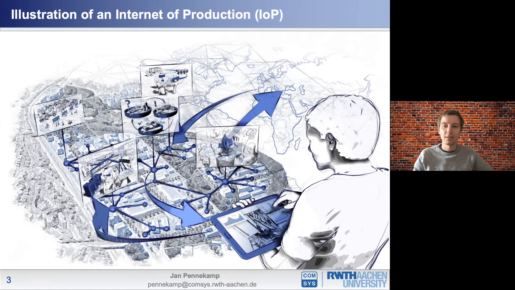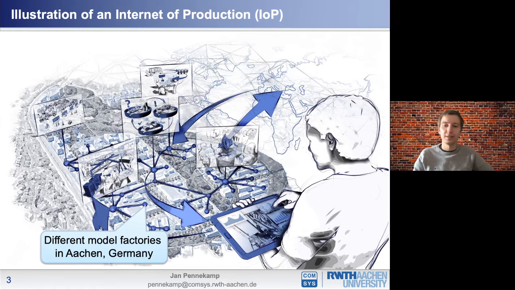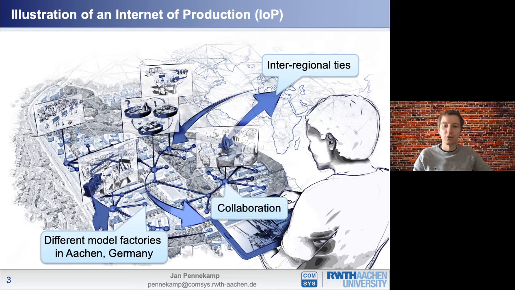Now, to illustrate that, it would look like that. We have different model factories here in Aachen that can be interconnected, but we also have interregional ties that can be integrated. The goal of our research is to improve the collaboration of all these different stakeholders that are participating.